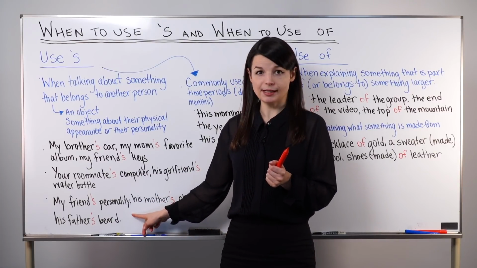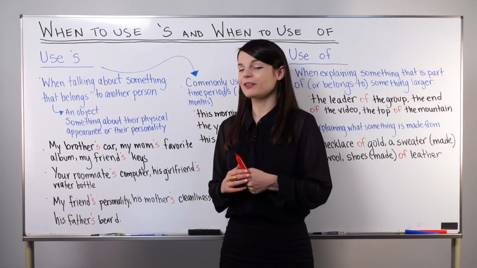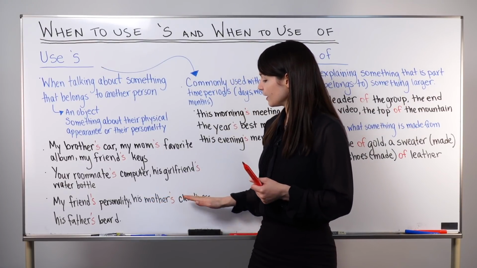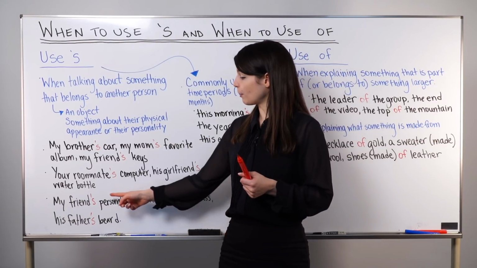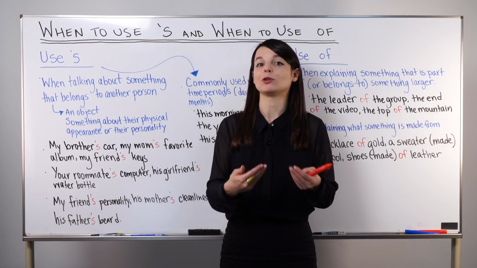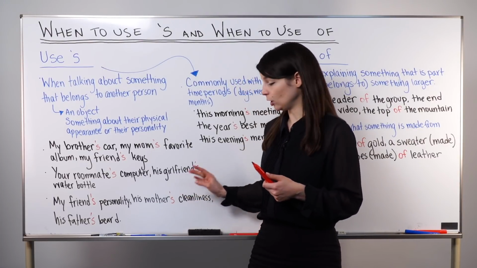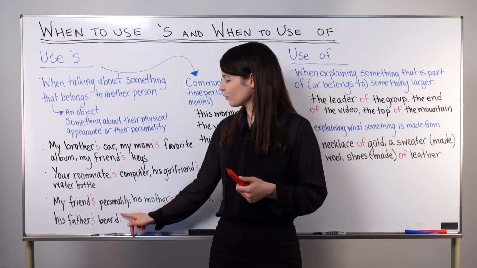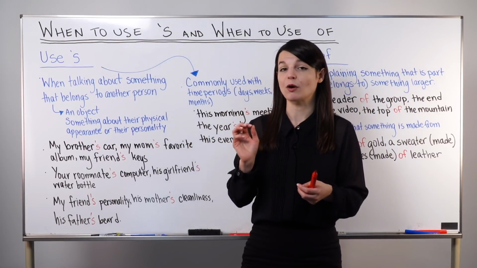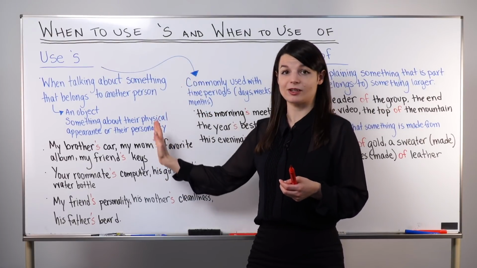My friend's personality, or his mother's cleanliness, or his father's beard. This is not a personality point, this is a physical appearance point. But you can see how in all of these example sentences, we continue to use the apostrophe S to show ownership. So my friend's personality means the personality belonging to my friend. Or his mother's cleanliness. This shows the cleanliness belonging to his mother. This beard here belongs to the speaker's friend's, perhaps, father. So we're using this apostrophe S to show ownership of something. So please make sure to use apostrophe S in situations such as these.